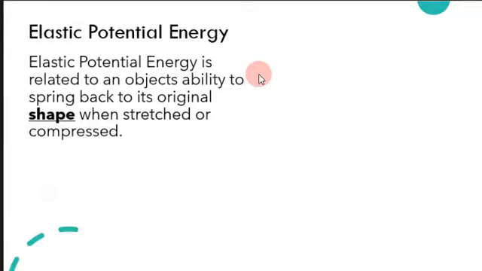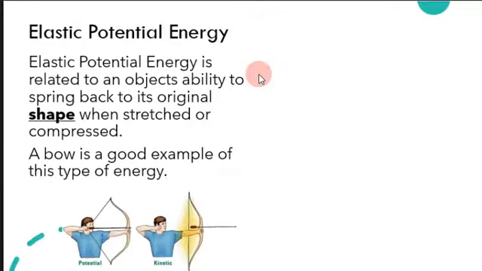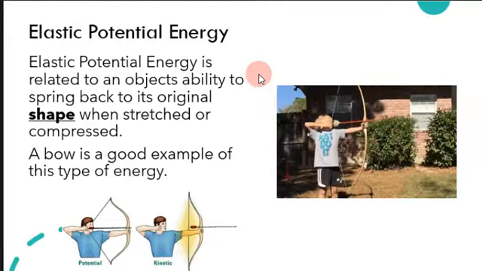Now, elastic potential energy is related to an object's ability to spring back to its original shape when stretched or compressed. So a compressed object would be like a spring that you push down. Elasticity of a rubber band is what we're going to be seeing, because it can compress back. A bow is a good example of this type of energy, right? Here we can see somebody shooting the bow, boing.